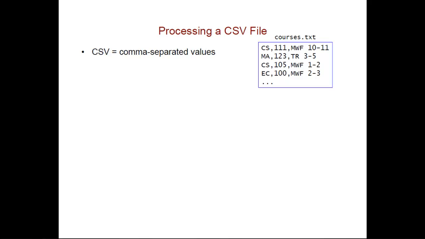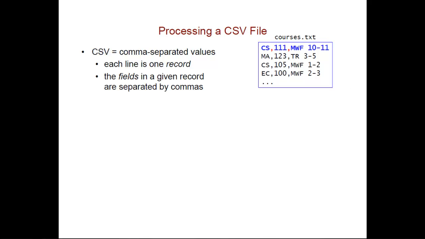So let's assume that what we have is a CSV file. CSV stands for comma separated values. This is a very common format for data files. Each line of the file corresponds to one record in our data. So in this case I'm assuming I have a CSV file called courses.txt, and you can see that each line is a record that gives me information about a single course. I have the department code, I have the number of the course, and I have when it meets, and those individual fields in a given record are separated by commas, hence the name CSV.